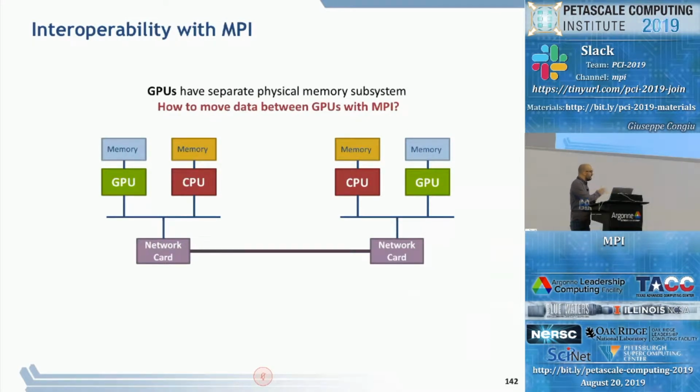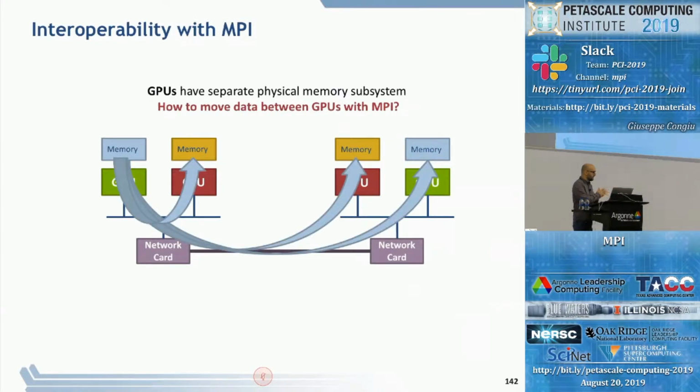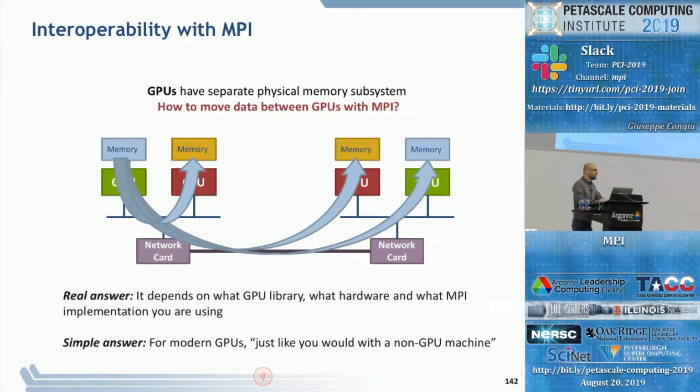So now we have classical CPU devices with their memory subsystem, and we also have GPU devices with their own memory subsystem, and they sit in the same node. So the question is, how can we move data between GPUs using MPI? For example, we may want to move data from the GPU memory to the memory of the CPU in the same node, or across nodes through a network link. So how do we do that?